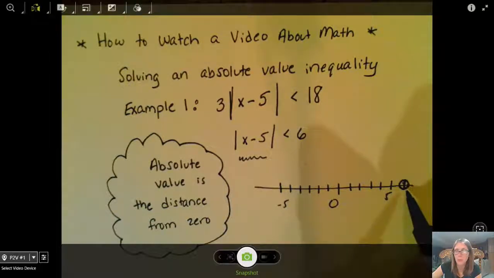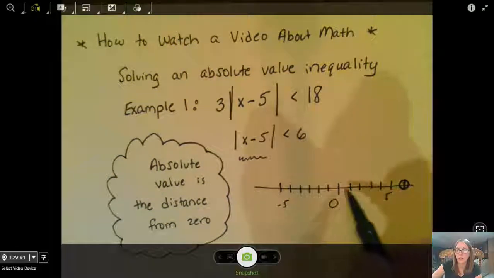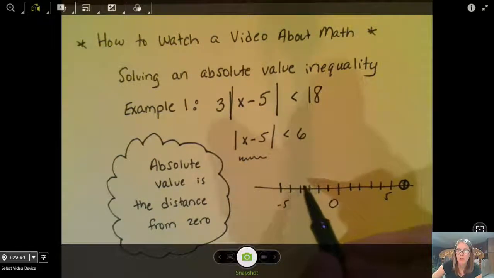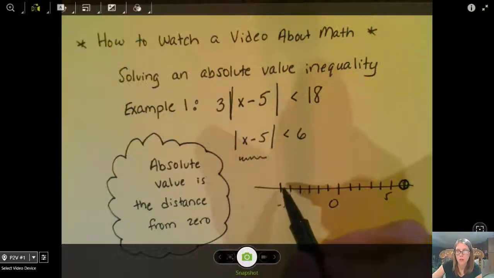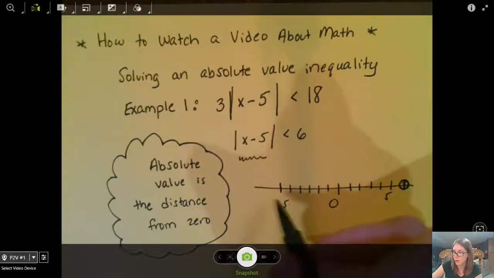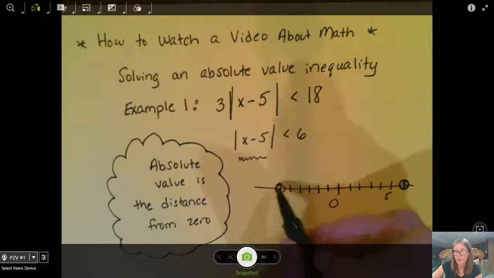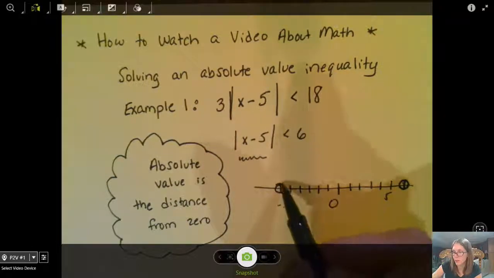So remember how we symbolize that with an open circle? Anything further to the right, does that work? No, because anything over here, we are further than 6 away from 0. So that's not going to work. Okay, let's go to the left. These all work until we get here. Negative 6 is exactly 6 away from 0. That doesn't work.